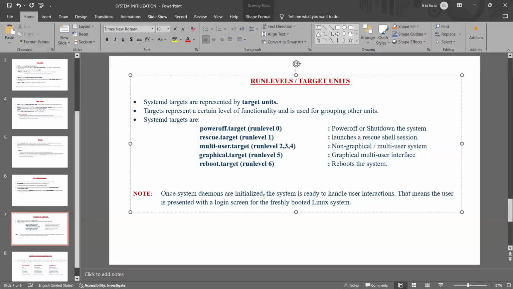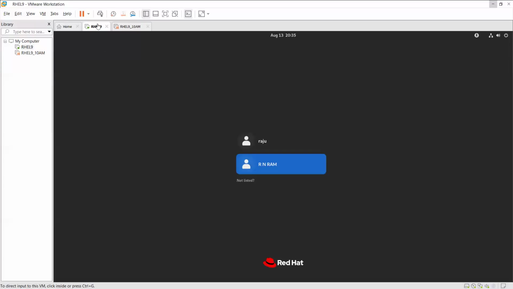But the note point is, once system daemons are initialized, the system is ready to handle user interactions. That means the user is presented with a login screen for the freshly booted Linux system. So here only we log in to your operating system.